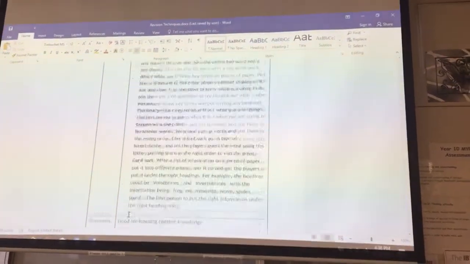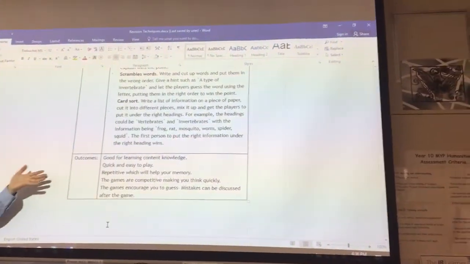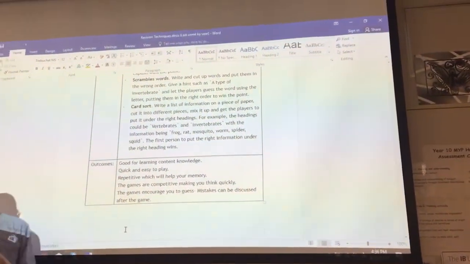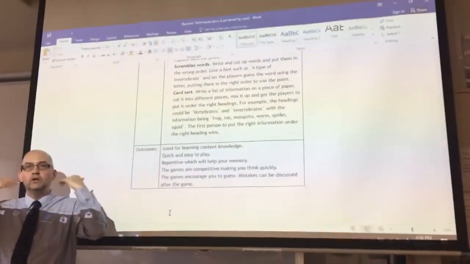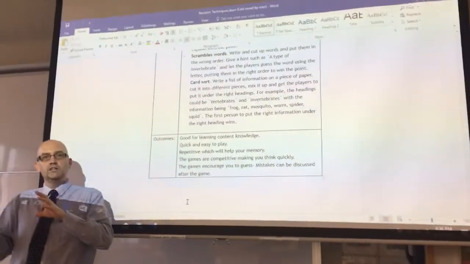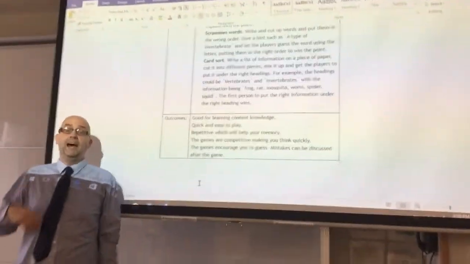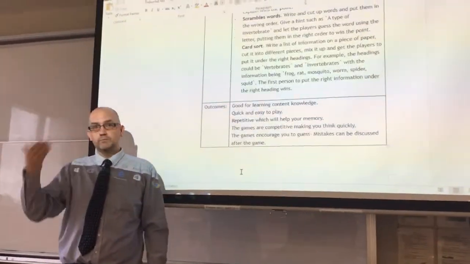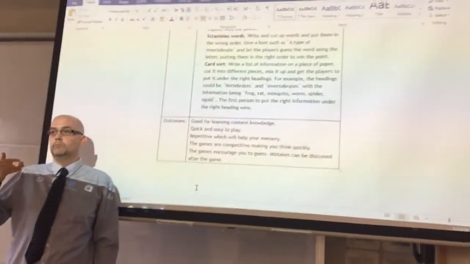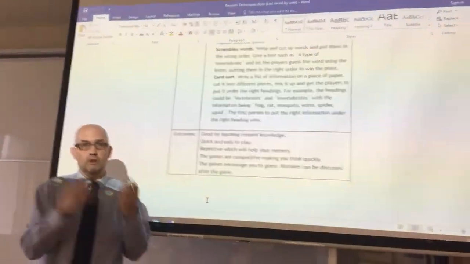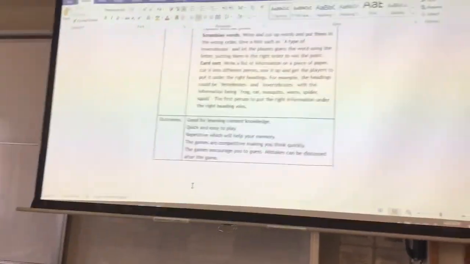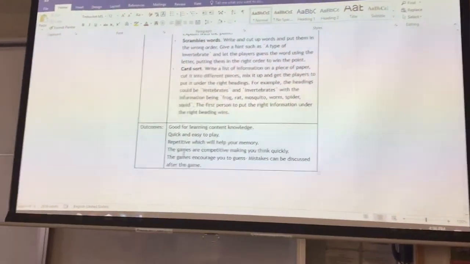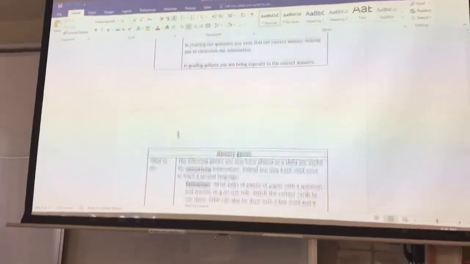But the outcome of these games is that they're good for learning content and knowledge, they're good for playing around with ideas, and they're good for memorising. You've got to know the answer, sometimes you've got to know the question, and you've got to know the answer. It helps with your spelling, it helps with your key vocabulary. As I say, with those scrambled words, always use key vocabulary. Okay, so those are memory games. Hopefully they can help you with your revision.